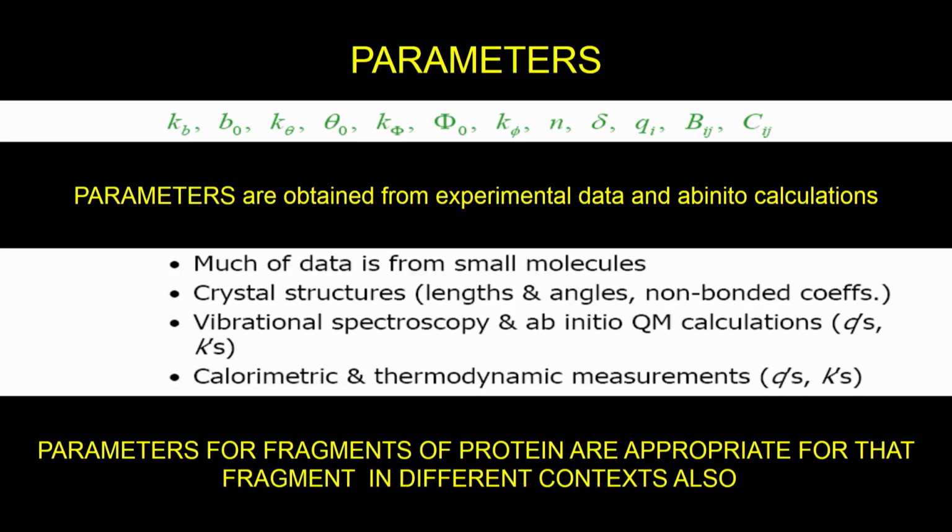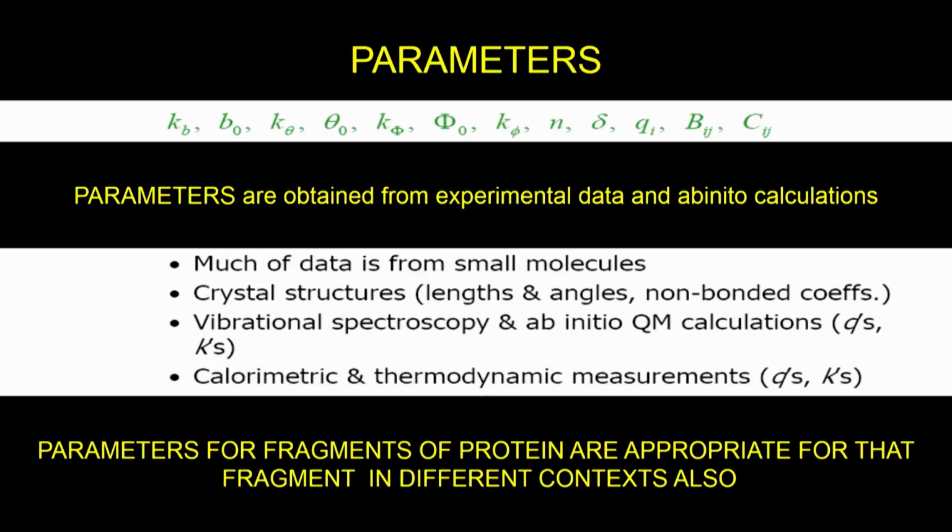There are many parameters we saw, right: constants, k values in the multiplication, r naught, theta naught, so many parameters. So all these force field or molecular mechanics software need to have a database of parameters. So where do they get them from? They get them from literature, experimental data, sometimes they do very exact calculations, that is called ab initio calculations. So much of the data is from small molecules.